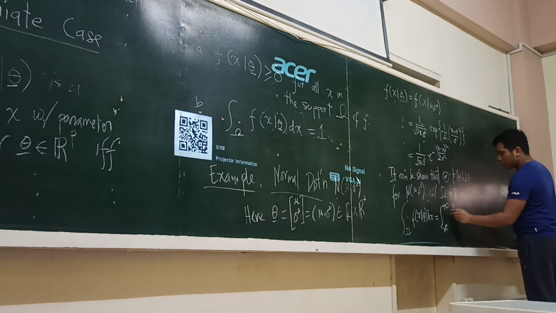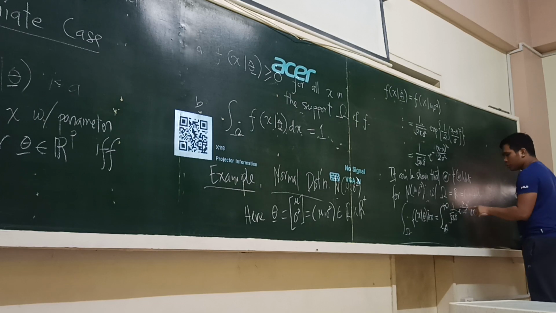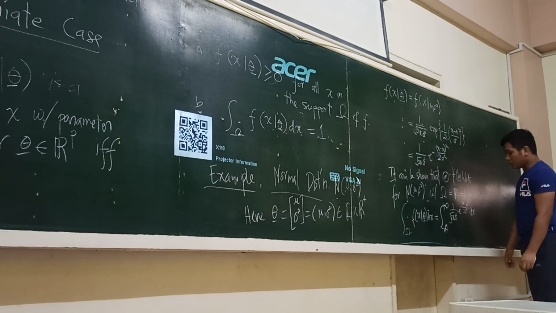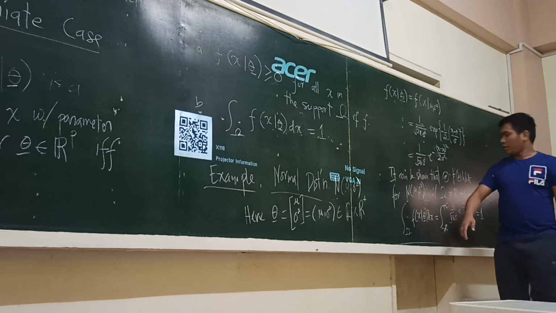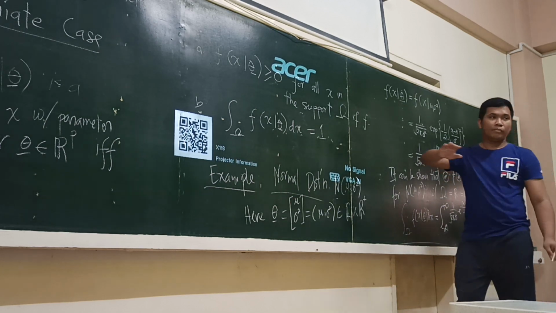So 1 over sigma square root of 2 pi, e to the power of negative (x minus mu) squared over 2 sigma squared, dx. Mu and sigma here are constants. It can be shown that this is always 1, so it satisfies letter B.